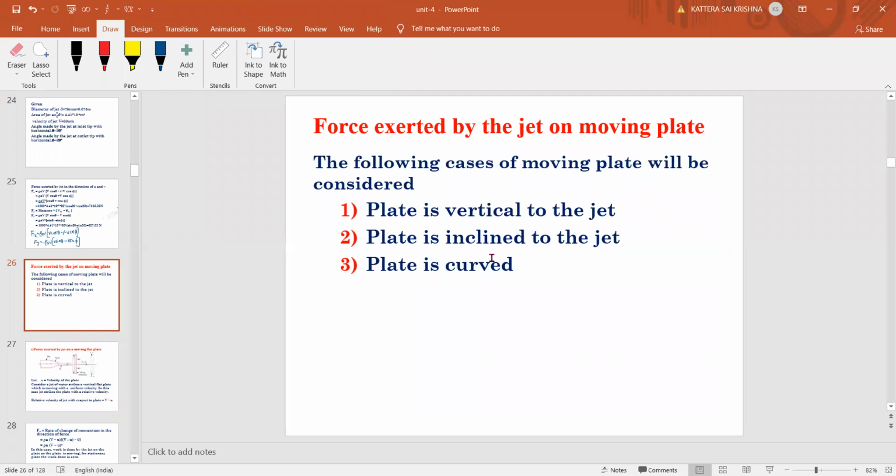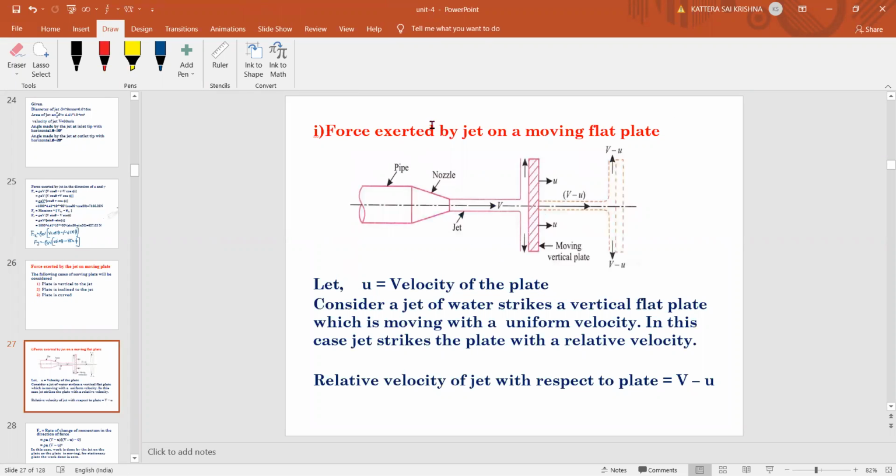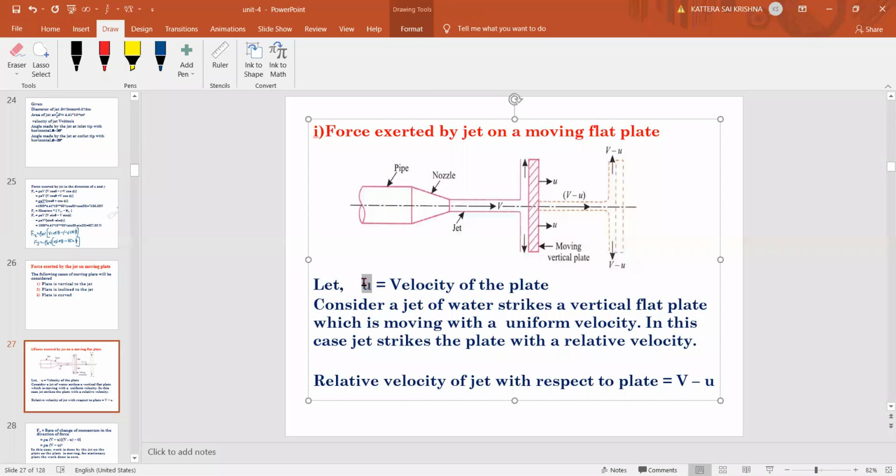So first we'll start with the vertical plate. The force exerted by the jet on a moving flat plate. Here you can see there are no fixed positions shown, since the plate is moving. So we need to assume that the plate is already moving with a velocity of small u. Remember, small u is the velocity of the plate and V is the velocity of the jet coming from the nozzle, right?